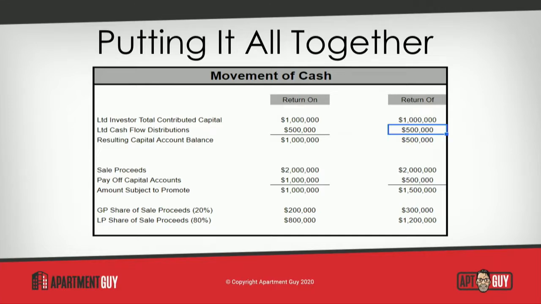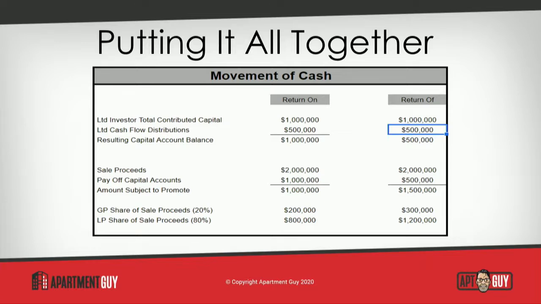Same thing, $1 million in each example. Now, next line down is limited cash flow distributions. So the investors got $500,000 over that 5-year hold period in both situations. Next, resulting capital account balance.